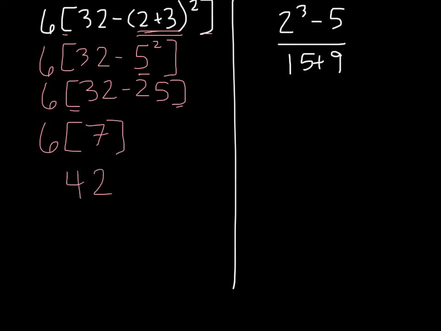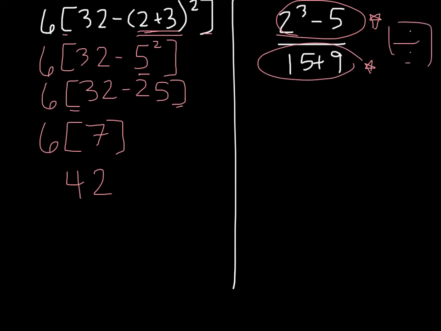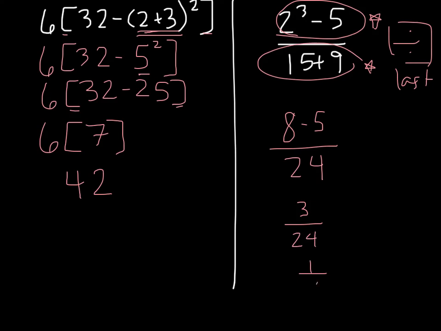Now when we do order of operations, we do have one little thing that makes the difference. When I have a fraction, I always do the top, the numerator, and then I do the denominator, and I can do them at the same time, and then I do division last. So I'm going to do on the top, exponent. So I have 8 minus 5 over 24. And then I have 3 over 24, which leaves me with 1/8 as my final answer.